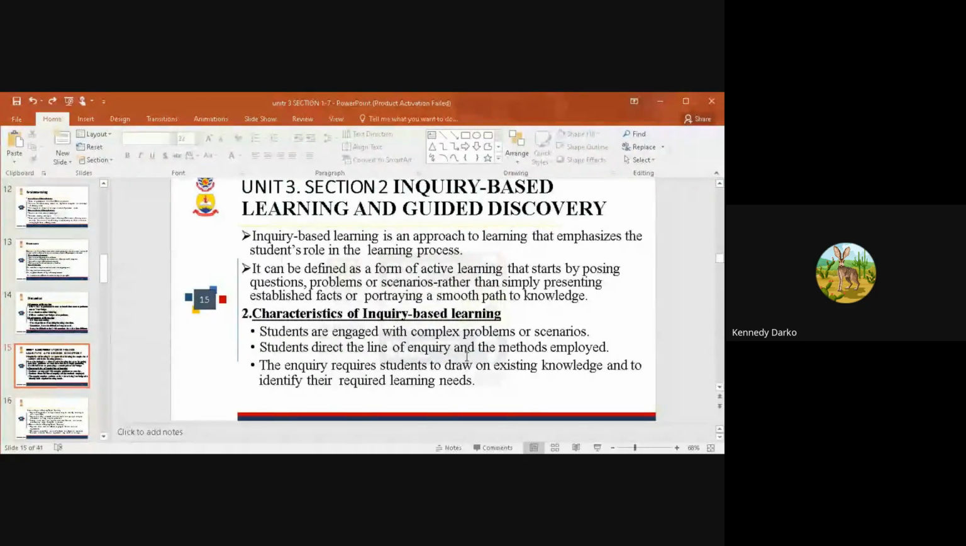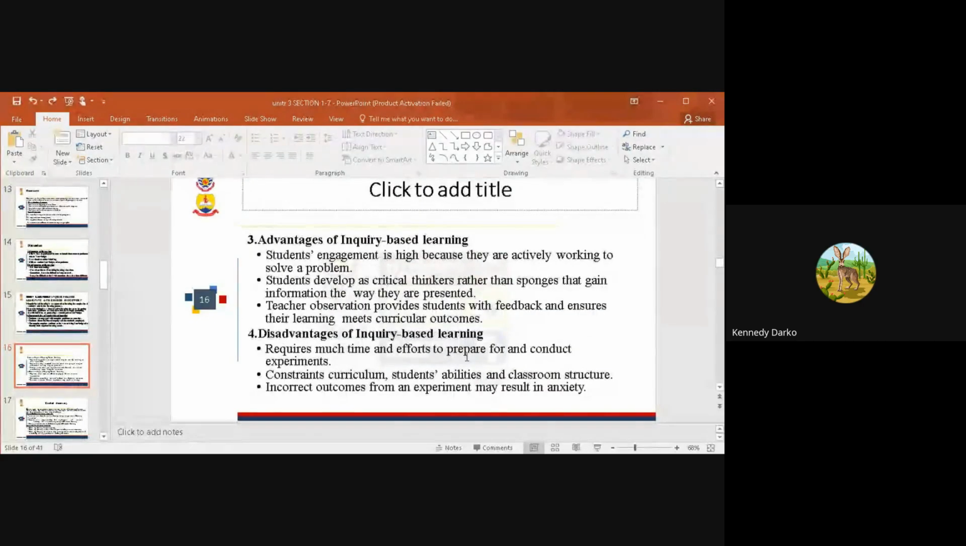Now, characteristics of inquiry-based learning. Students are engaged with complex problems or scenarios. Students direct the line of inquiry and the methods employed. The inquiry requires students to draw on existing knowledge and to identify their required learning needs. So these are the characteristics of inquiry-based learning. So please, let's take notice of that.